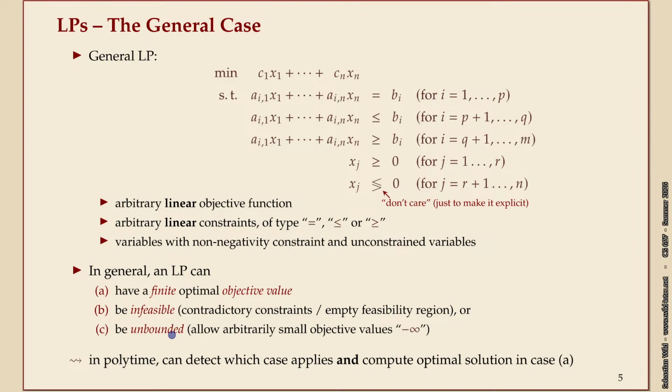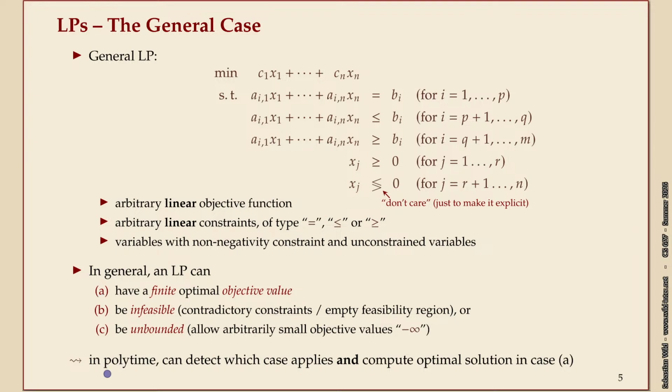The other option is that it could be unbounded. If somehow the constraints don't constrain you that much, like in this case for minimization, you could make the objective arbitrarily small, minus infinity. Then the problem is called unbounded. So that's one additional thing to take into account. Algorithms have to detect which of the 3 cases happens, and only in the first one does it make sense to compute an optimal solution.